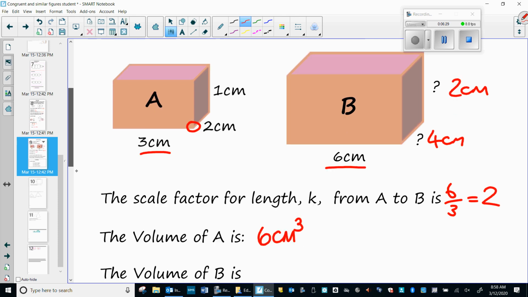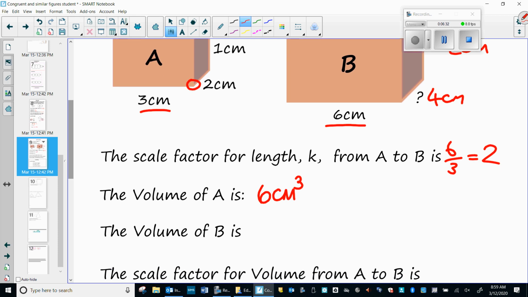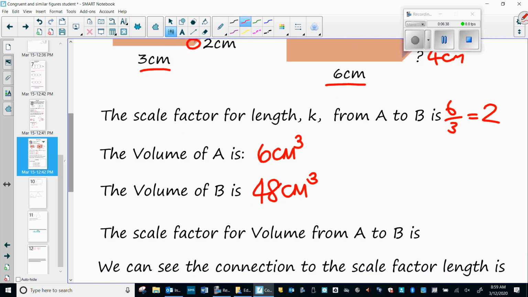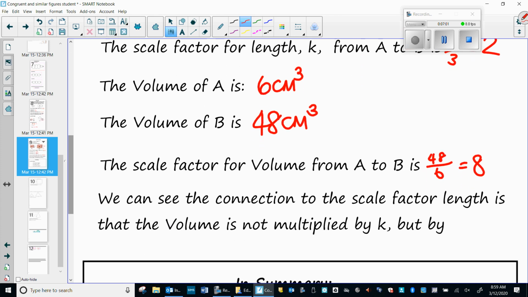And what's the volume of solid B? How much bigger is the volume of solid B compared to solid A? What's 48 divided by 6? So it's not twice as big, it's not 4 times the size, it's 2 cubed times the size. Nice.